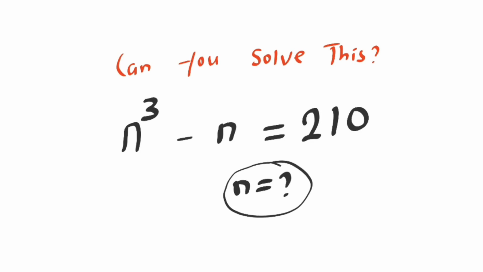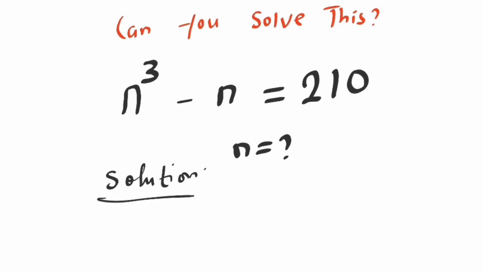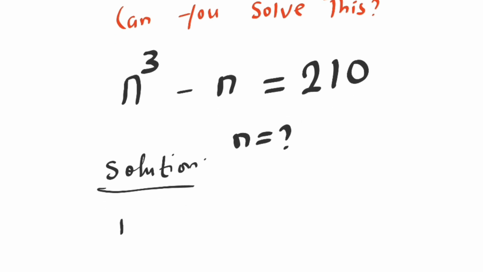What is the value of n from this given exponential math problem? n raised to power 3 minus n is equal to 210. We have the given equation n raised to power 3 minus n is equal to 210.